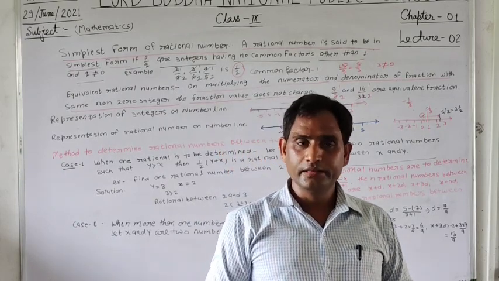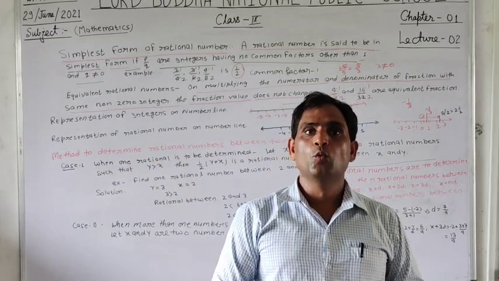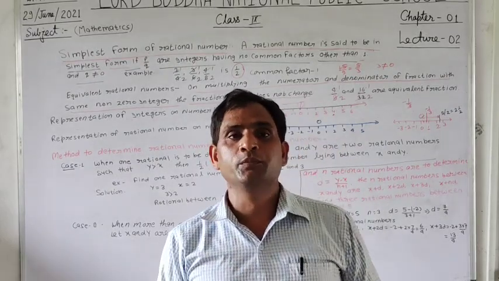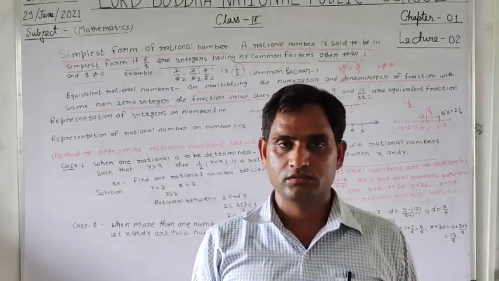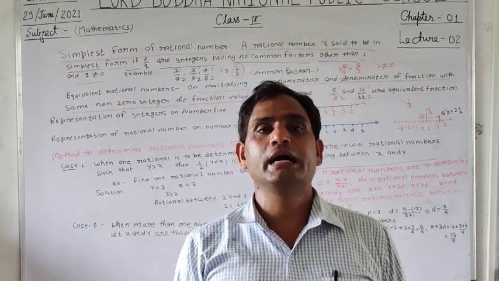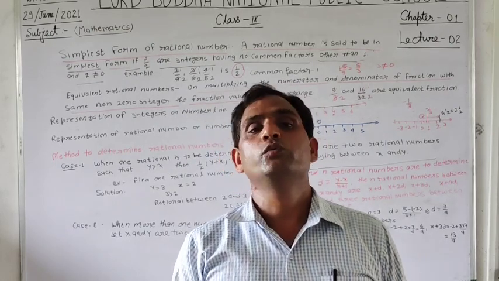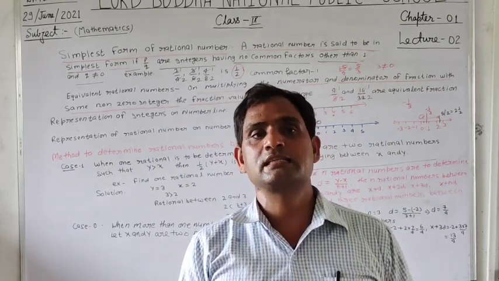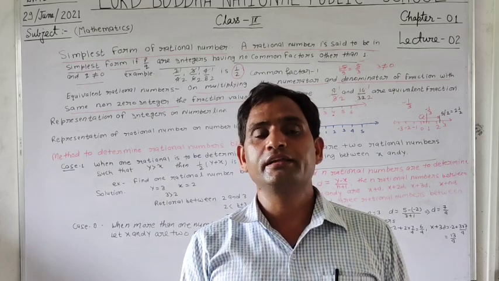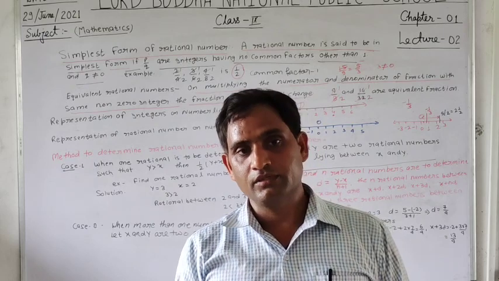Clear? When in a question you have to find only one rational number between given 2 numbers, then this rational number will be the average of the given 2 rational numbers. We add the 2 rational numbers with their signs and divide by 2. Then we find the rational number.